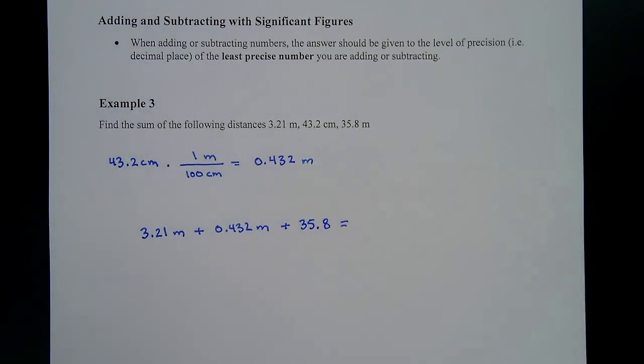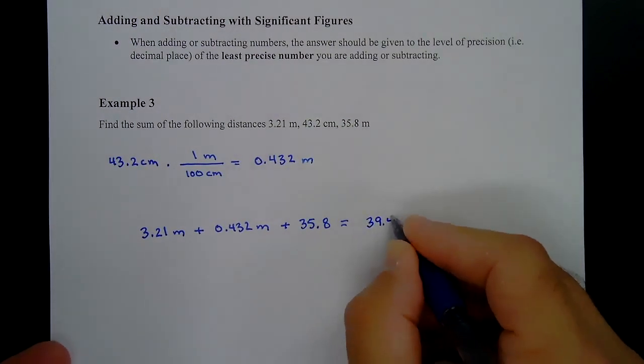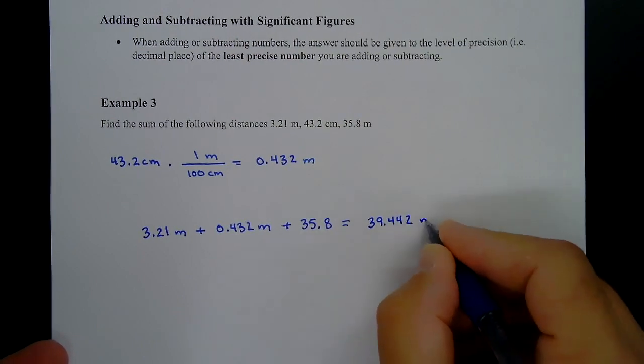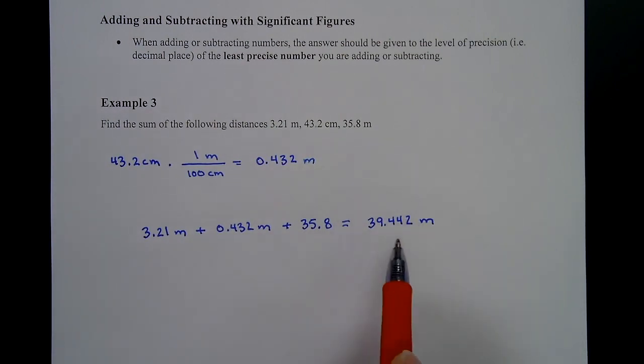Okay, so we go to add these. You can use a calculator if you want to. 3.21 plus 0.432 plus 35.8. And that gives us 39.442 meters. Okay, I'm just double checking to make sure I typed everything in right. Yeah. Okay. Now, we want to report this answer, but now we want to give the answer to the correct number of significant figures, okay?